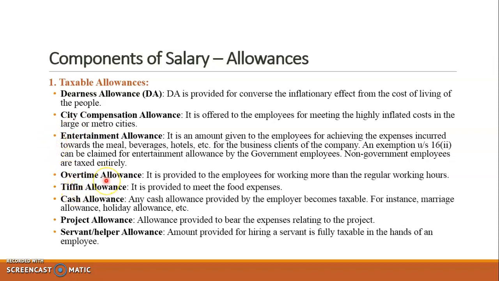Then there are overtime allowances, in case the employees are working more than regular working hours. There is tiffin allowance to meet food expenses. There are cash allowances, for example marriage allowance and holiday allowance. Then there could be project allowance to bear the expenses regarding the project, and servant helper allowance. So any amount paid for hiring a servant is fully taxable. So these are the main allowances which are always fully taxable for the employee.